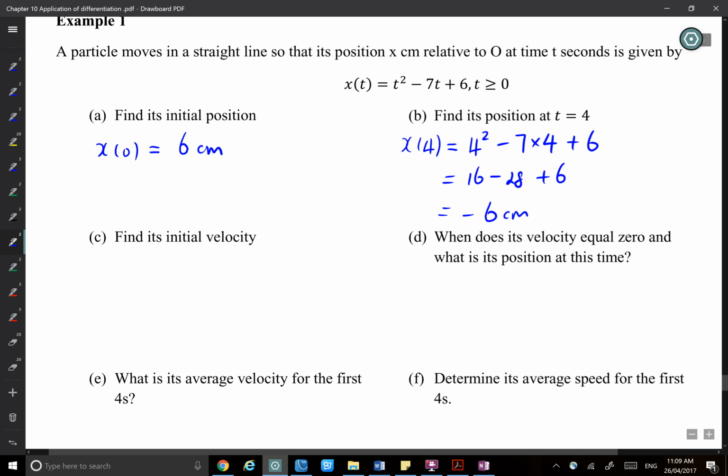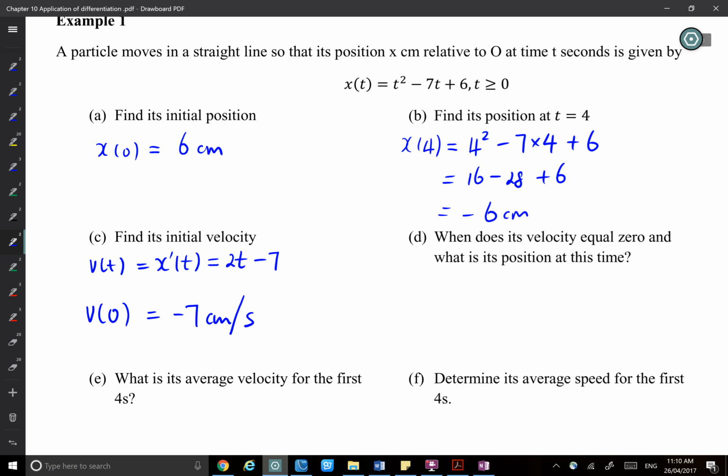Find the initial velocity. If I want to find the initial velocity, I must first take the derivative of xt to find the vt graph. Then it's 2t minus 7. Then v0 must be negative 7 centimeters per second. At the beginning, the particle is moving to the left at 7 centimeters per second.